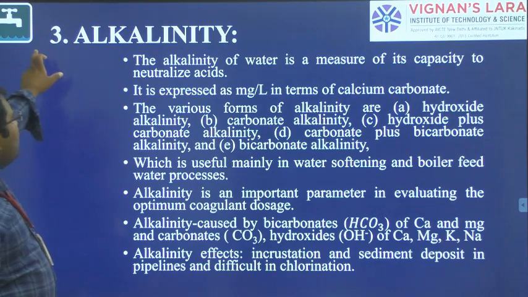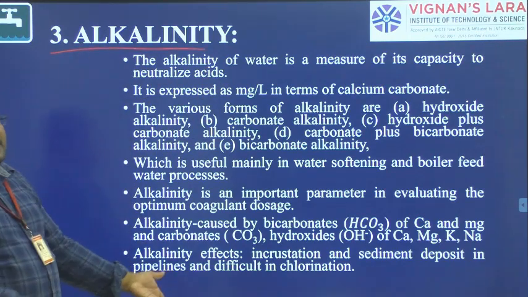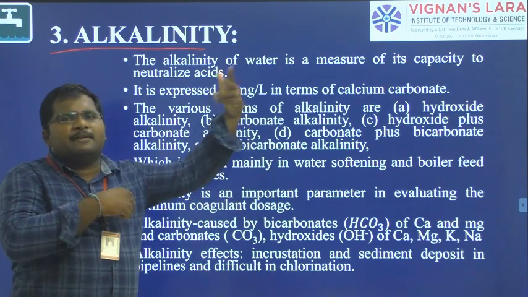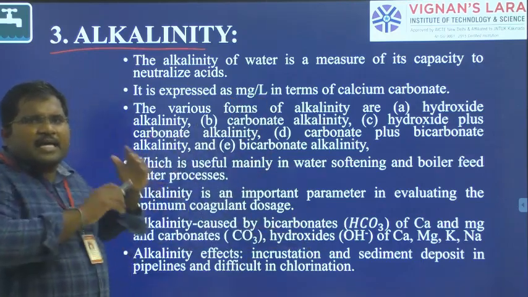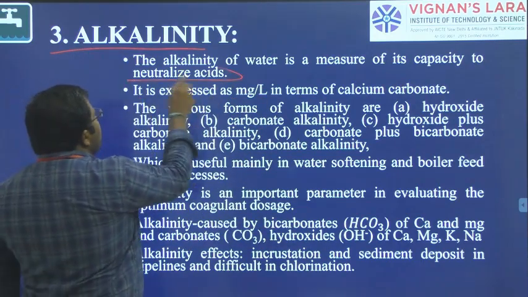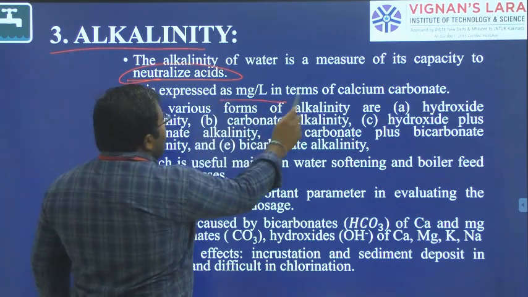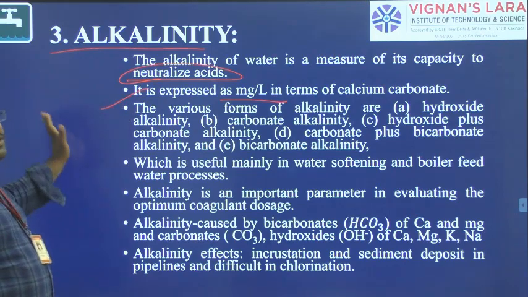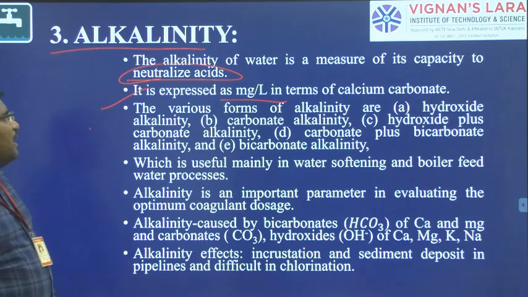Okay, the third one is alkalinity. Alkalinity is the opposite of acidity. Acidity is the capability to neutralize the base, and alkalinity is the capability to neutralize the acid. It is expressed as mg per liter as CaCO3. That also we studied, the same thing we use for acidity; alkalinity is also expressed in terms of mg per liter.